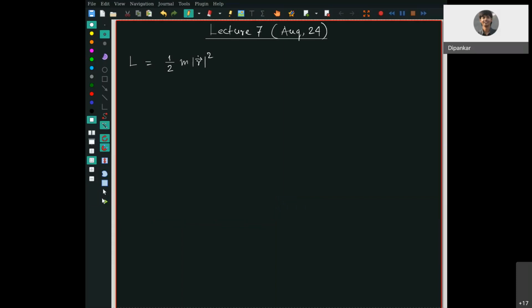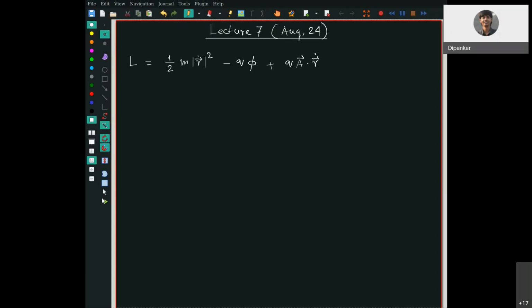So anyway, L equals half m r dot squared minus q phi plus q A dot r dot. So this I tried to convince you is one of the Lagrangians that gives me the correct equations of motion.